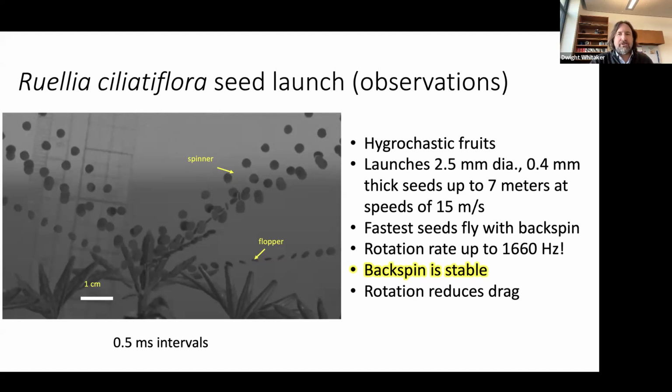with a launch velocity of 15 meters per second. I would challenge anyone in this room, I don't care how fast you can throw something, it's really hard to get a piece of confetti to travel 7 meters. So it's extraordinary physics that the plant is doing to elicit these launches.